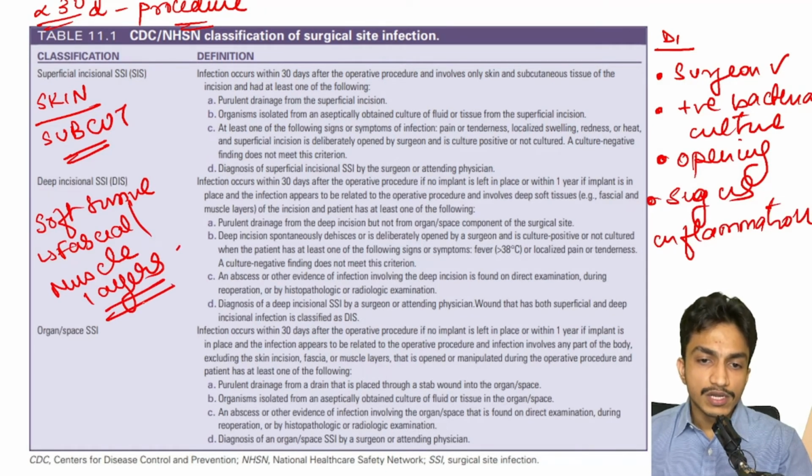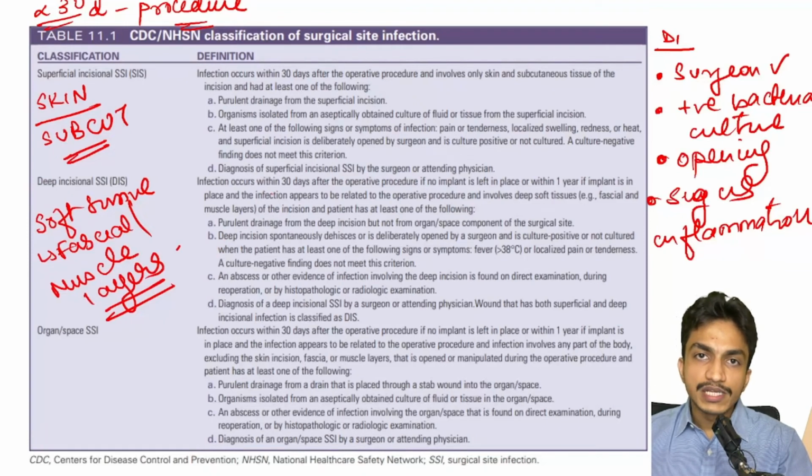And lastly, organ space. That includes that the pus or the discharge which is coming should come from a deep organ space, that is any part of the body excluding the ones which I've already told, like skin, subcutaneous tissue, soft tissue, facial or the muscular layers. So that is what is organ space infection.